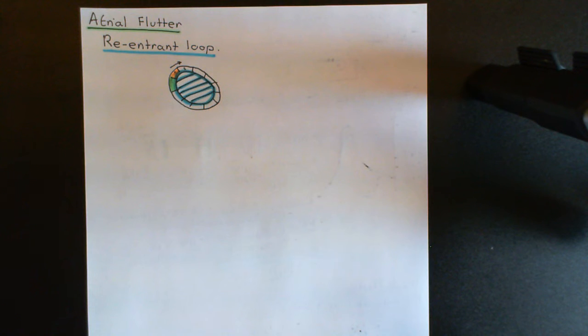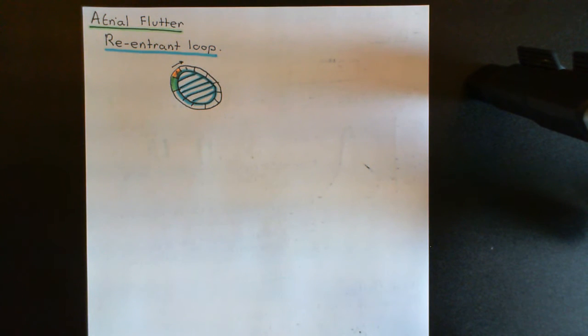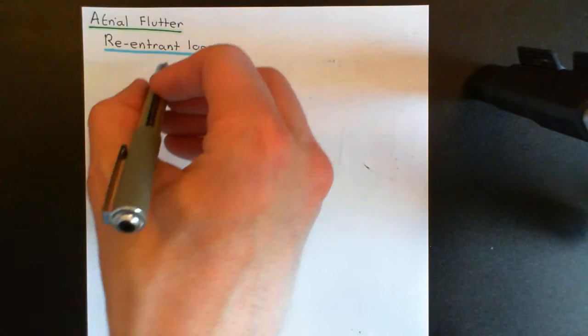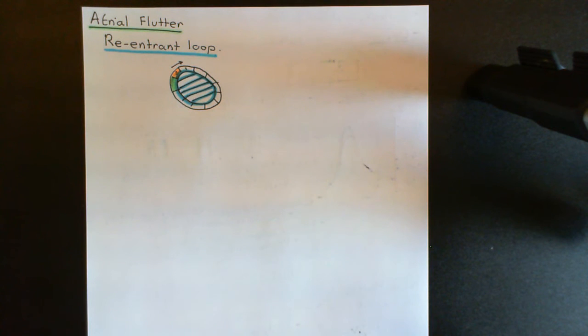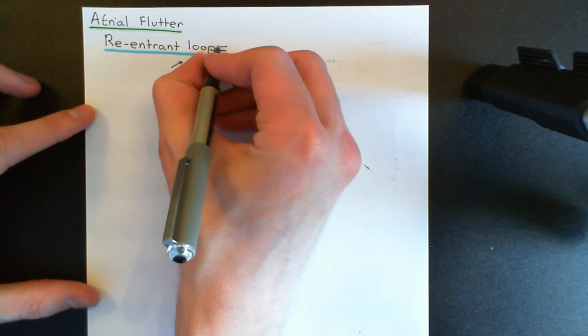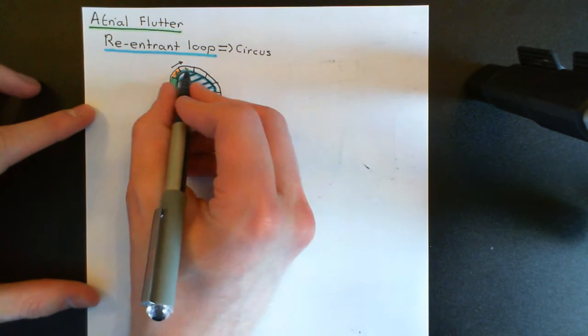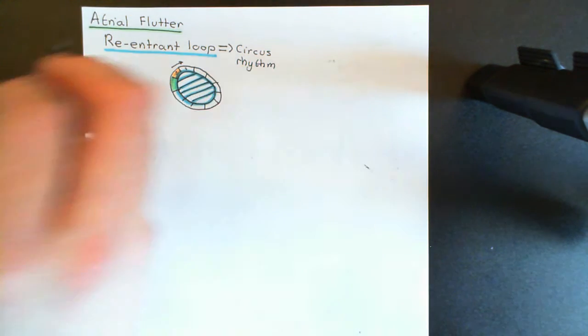Now, the question is this: what happens if the orange cardiomyocyte has gone back to the resting state? What if it's recovered from its action potential and it's now ready to receive another one? Well then, the green cardiomyocyte can just pass the electrical signal right onto the orange cardiomyocyte again, and this signal can go round and round and round in a loop like this. This is what is meant by a reentrant loop. It sets up what is often referred to as a circus rhythm, compared to the circus, where the electrical signal goes round and round.